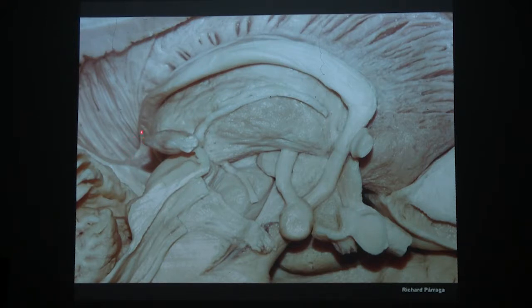Solo para tener una idea, tenemos acá toda la dirección del fórnix. Recuerden que esta es la crura del fórnix, tenemos el cuerpo del fórnix, la columna anterior del fórnix, el cuerpo mamilar, el fascículo mamilotalámico de Vicq d'Azyr, hacia el núcleo anterior del tálamo, ¿cierto? Aquí vemos la comisura anterior.